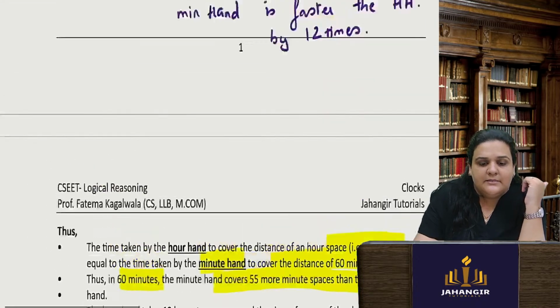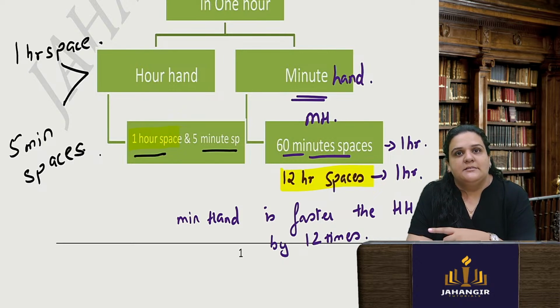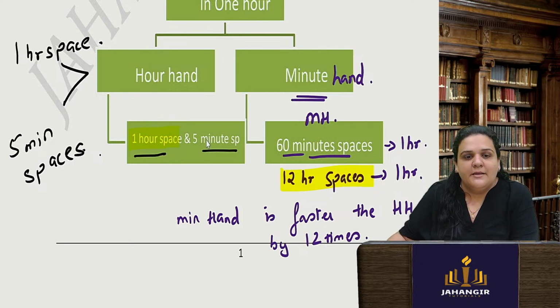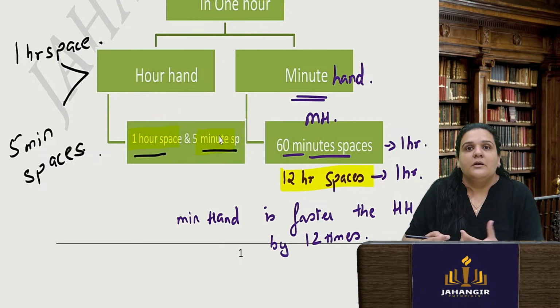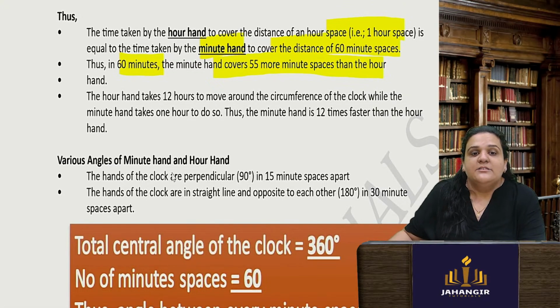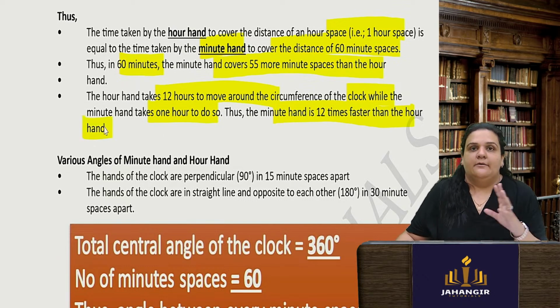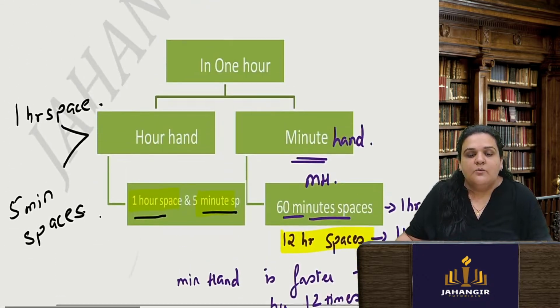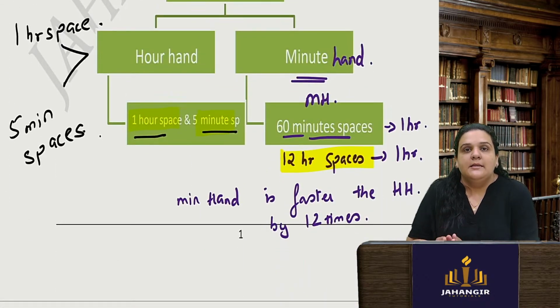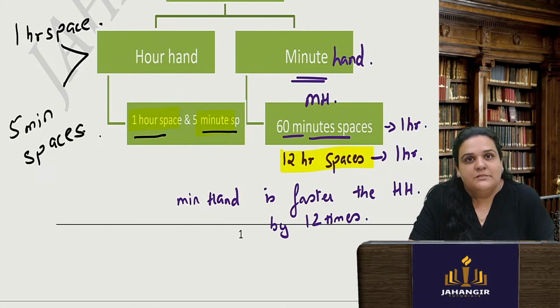Even in the minutes, see, in 1 hour the minute hand is moving 60 minute spaces, but the hour hand is moving only 5 minute spaces. So it has moved 55 minute spaces faster. And the hour hand takes 12 hours to move around the circumference of the clock, while the minute hand takes only 1 hour to do so. Thus, the minute hand is 12 times faster than the hour hand. So this entire chart was to explain that the minute hand is faster than the hour hand by 12 times.